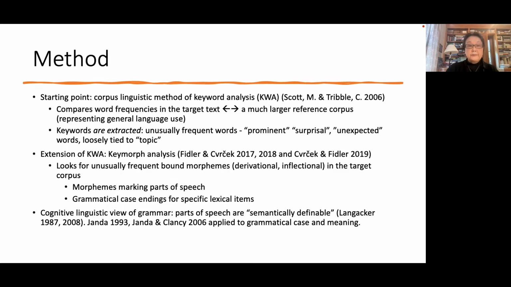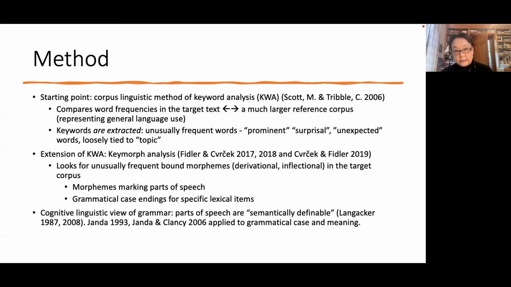Morphemes that make parts of speech, and also in this presentation we will focus on grammatical case endings for specific lexical items. A little bit about the theoretical underpinning. I present this with a lot of assumptions, but I think the assumptions are correct. We use a cognitive linguistic view of grammar. That means that parts of speech are semantically definable, as argued by Langacker, 1987 and 2008.